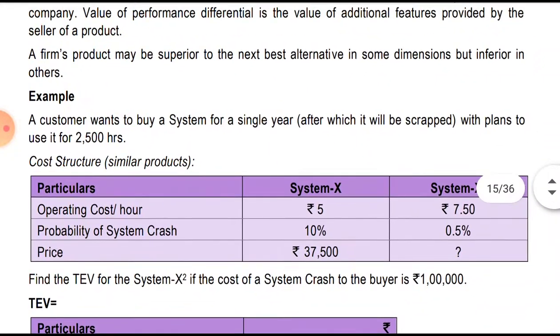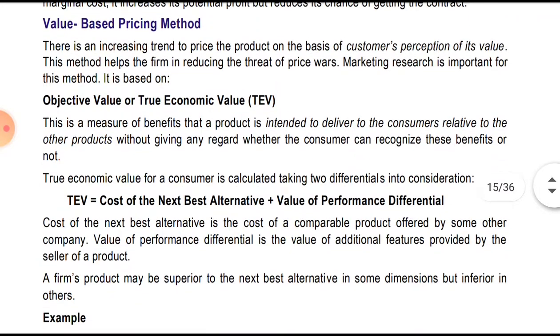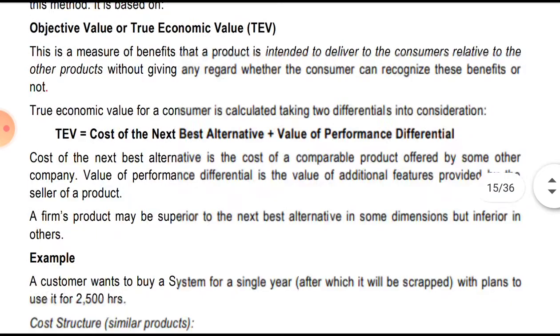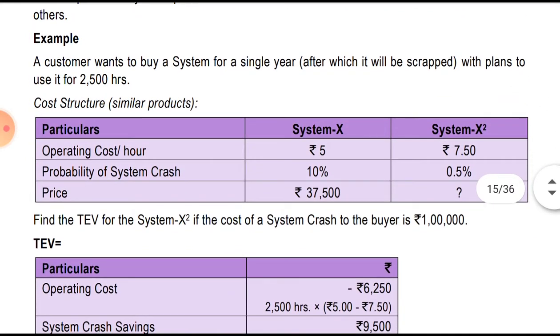Okay, this is one concept, that is TEV, true economic value. So what is the formula for true economic value? It is the cost of the next best alternative, given in bold, you can see, plus the value of the performance differential. On the basis of this, there is one example, or we can say illustration also.